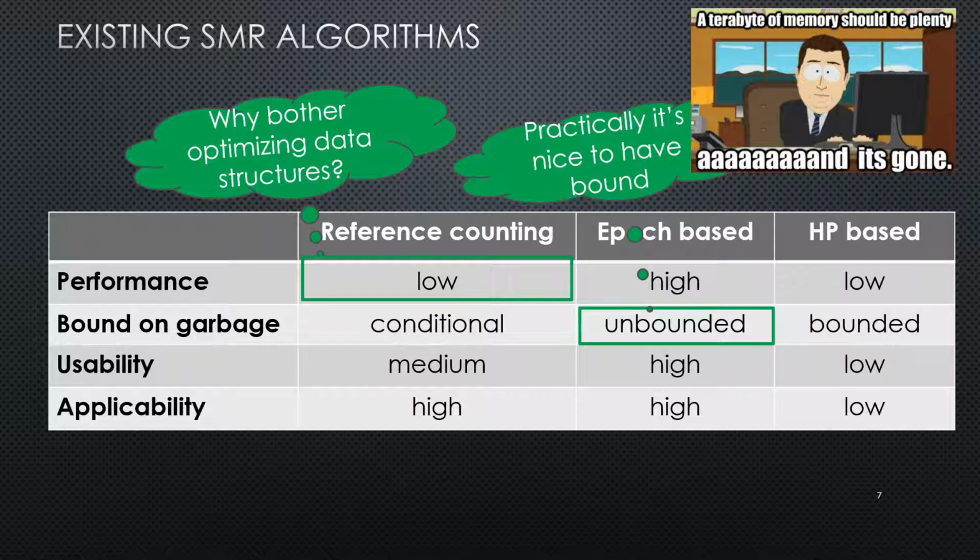Last, hazard pointer based algorithms are interesting in the sense that though they perform low in most cases, they have bounded garbage. But the twist in the story is that they do not apply to many data structures where threads might traverse over logically deleted nodes. I mean to say a sequence of logically deleted nodes.